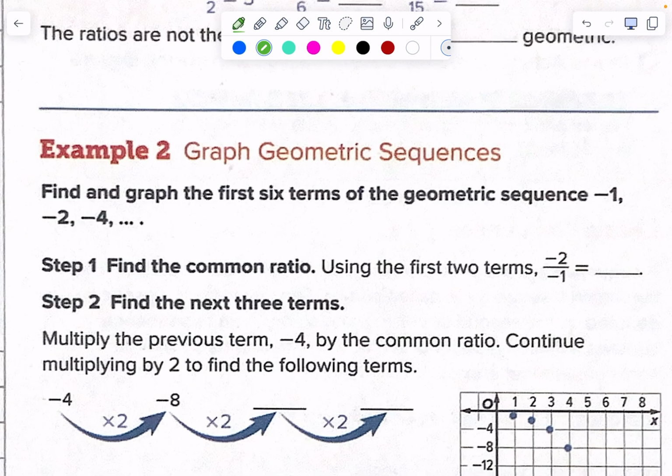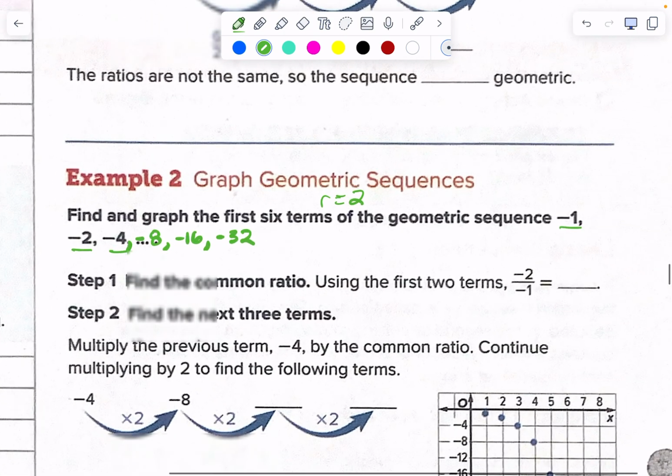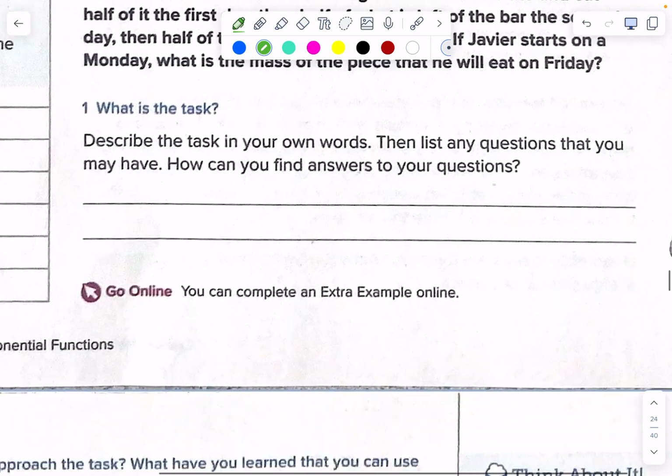Okay? Example 2, what's the R value or what am I multiplying by? To go from -1 to -2 to -4, what are you multiplying by? 2. Okay? Find the first 6 terms. So there's 3. What's the next term? Negative 8. Okay, that's the 6 terms. There you go. We're done. That was example 2.